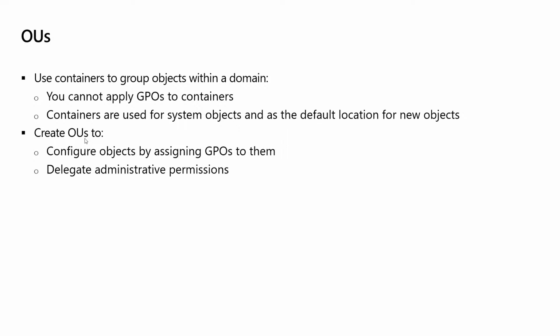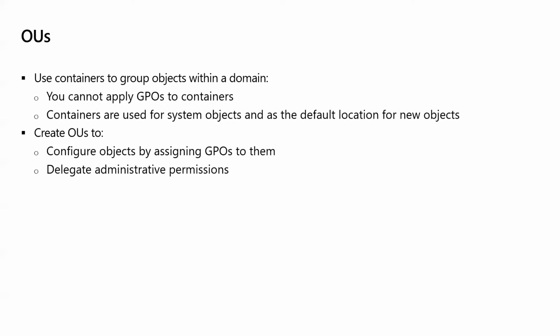Why do you need to create an OU? You create an OU to configure objects by assigning GPO. Let's say a Windows 10 organizational unit and a Windows 11 organizational unit, so I can easily identify between the two operating systems. Let's say I want to deploy a hotfix which will run on Windows 10. All I need to do is assign it to the OU to apply that fix, but not to Windows 11, because they have a different hotfix, right?